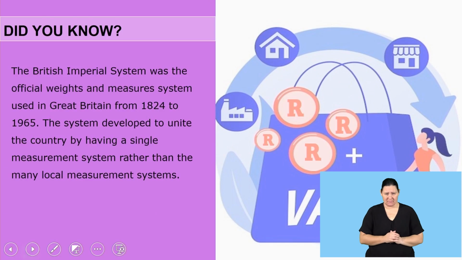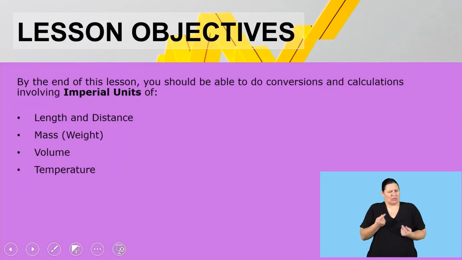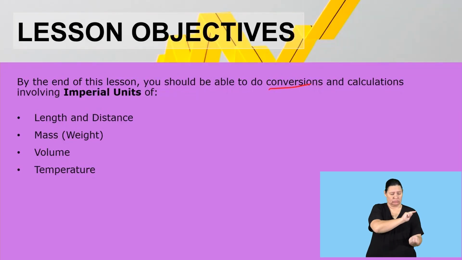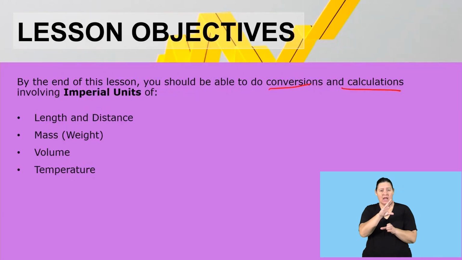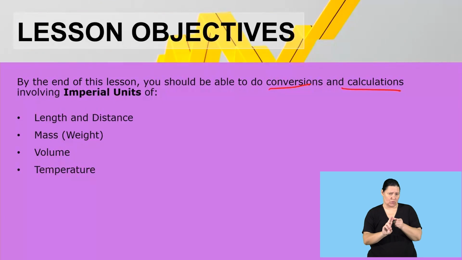Now you may ask, what do I expect of you today? Let's quickly look at our lesson objectives. By the end of this lesson, you should be able to do conversions and calculations involving the imperial units of, first of all, length and distance. Thereafter, we'll be looking at mass, then volume, and last but not least, we'll be moving on to temperature.